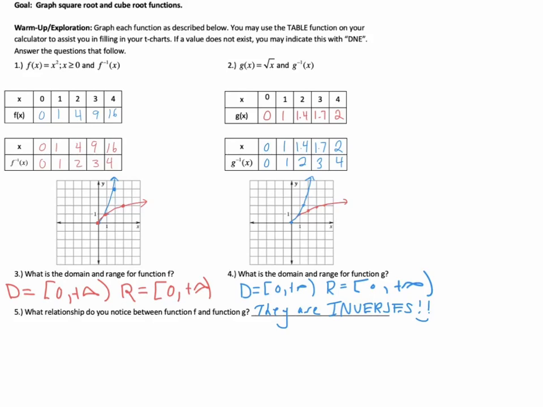Whenever we had to solve a square root equation, we squared both sides, and when we had to solve an equation that had an x squared in it, we would square root both sides, so they undo each other. And take a second so you can check your domain and your range. This pattern doesn't just exist for x squared and our square root function. It exists for cubing and cube roots too.